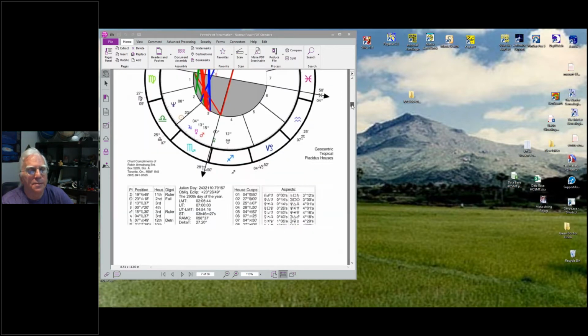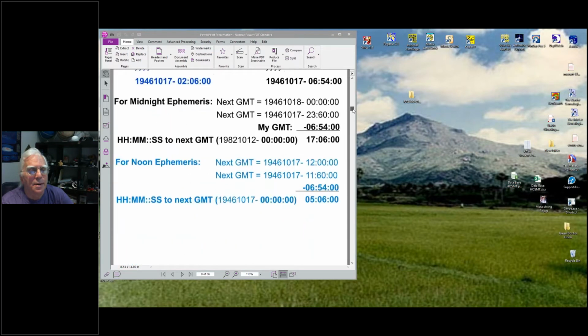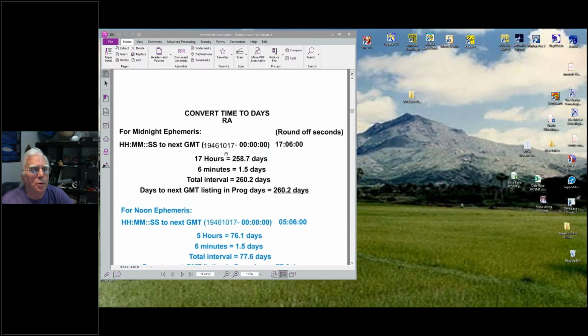So we come back here, and we add the 1.5 days to 258.7. So this means the total interval is 260.2 days. Okay, the total interval to the next noon, the next listing, in days is 260.